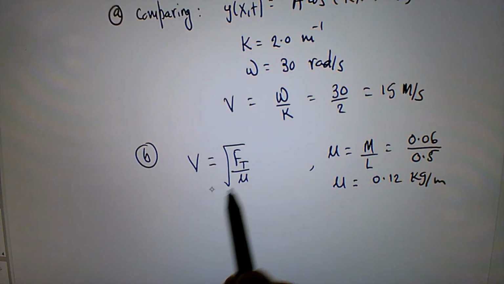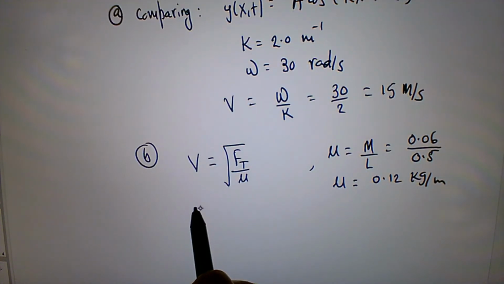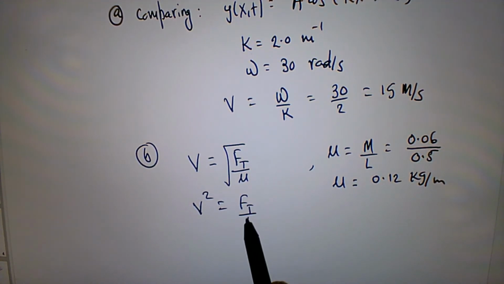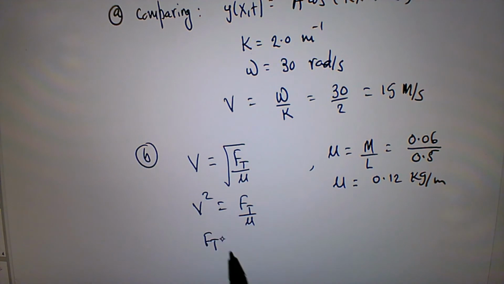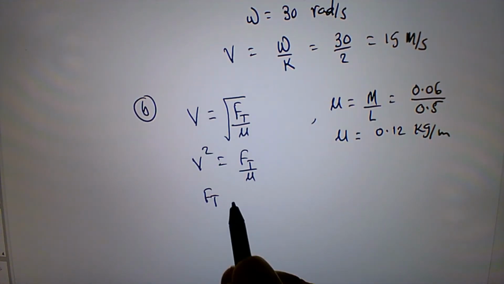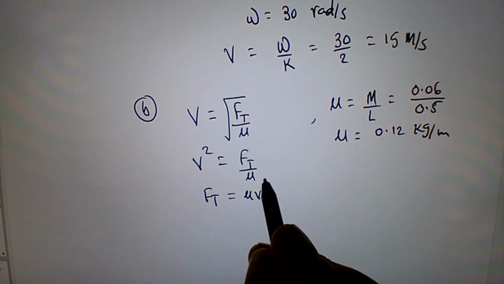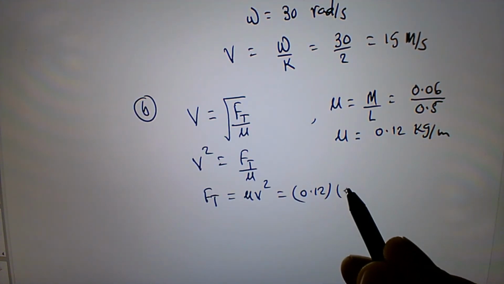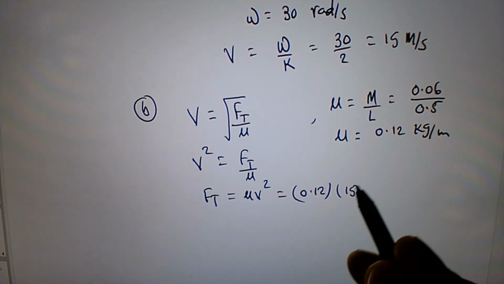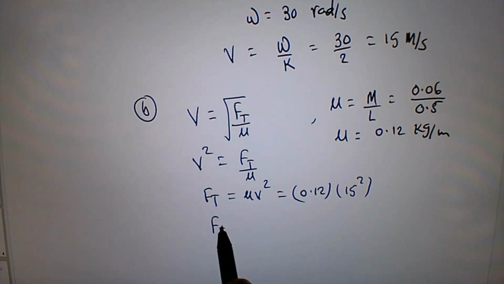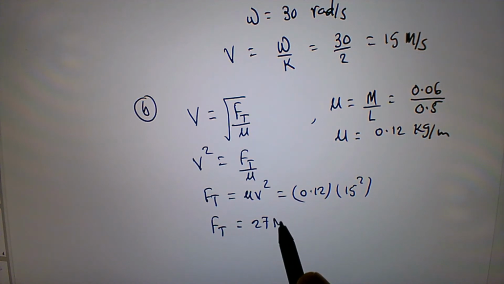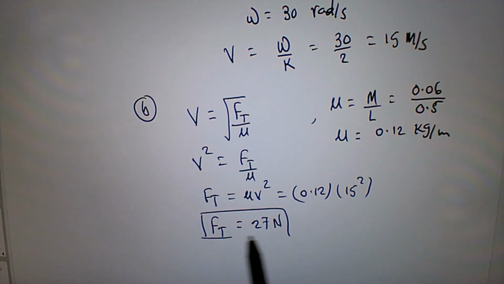And then just back here, you can find the F_T. First you have to square it, so v squared equals F_T divided by mu. So the force of tension, the tension in the string, is just mu v squared. Mu is 0.12 times v, which we have already calculated, 15, squared. That gives you the force of tension as 27 newtons. So the tension in the string is 27 newtons.